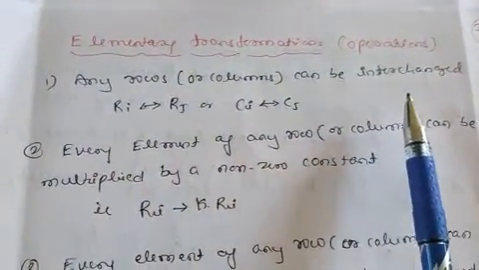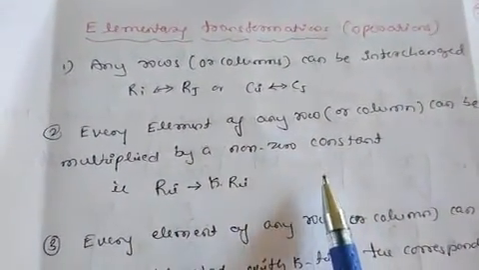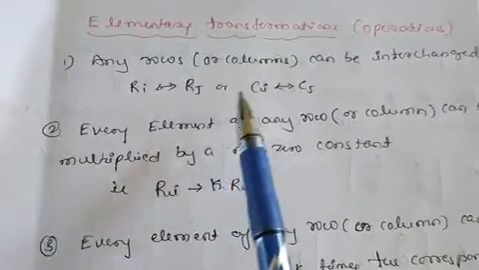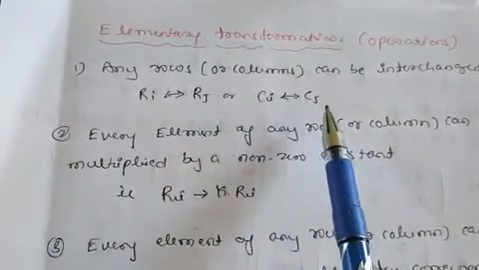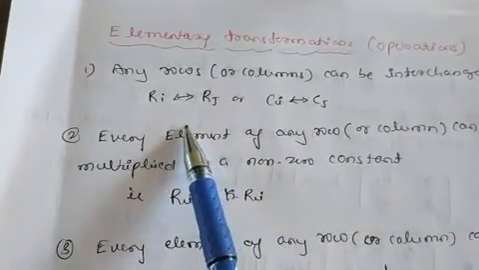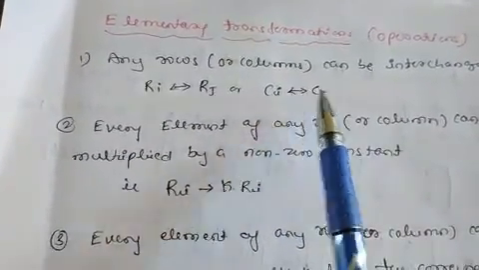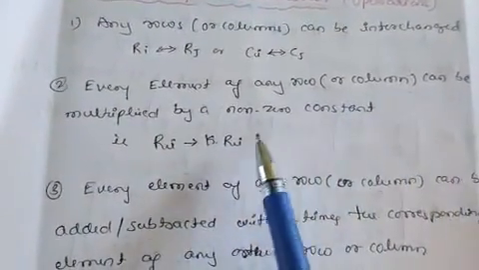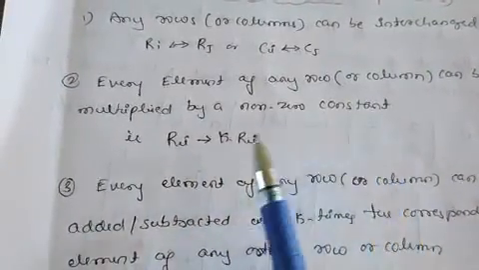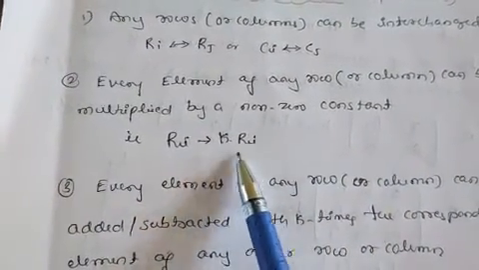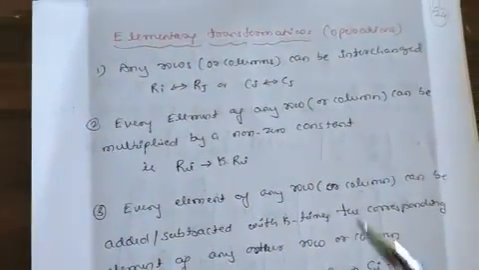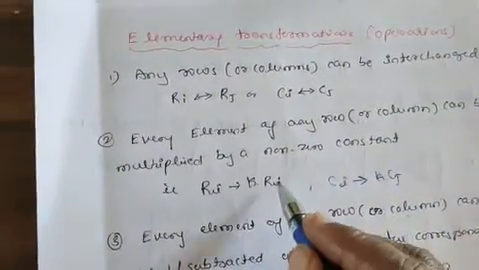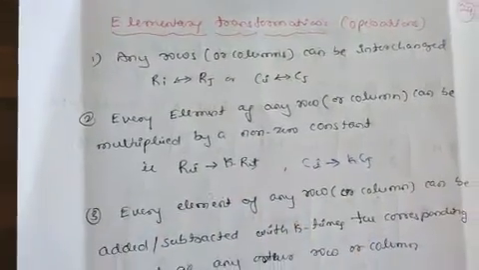Next is elementary transformations or operations. This one is important here. The first one is, any two rows or columns can be interchanged. That is, R1 and R2 can be interchanged, C1 and C2 can be interchanged; that is, Ri and Rj or Ci and Cj can be interchanged. Secondly, every element of any row or column can be multiplied by a non-zero constant. For example, R1 can be changed to k times R1, and we can use the same operation for columns also: Ci can be changed to k times Ci.